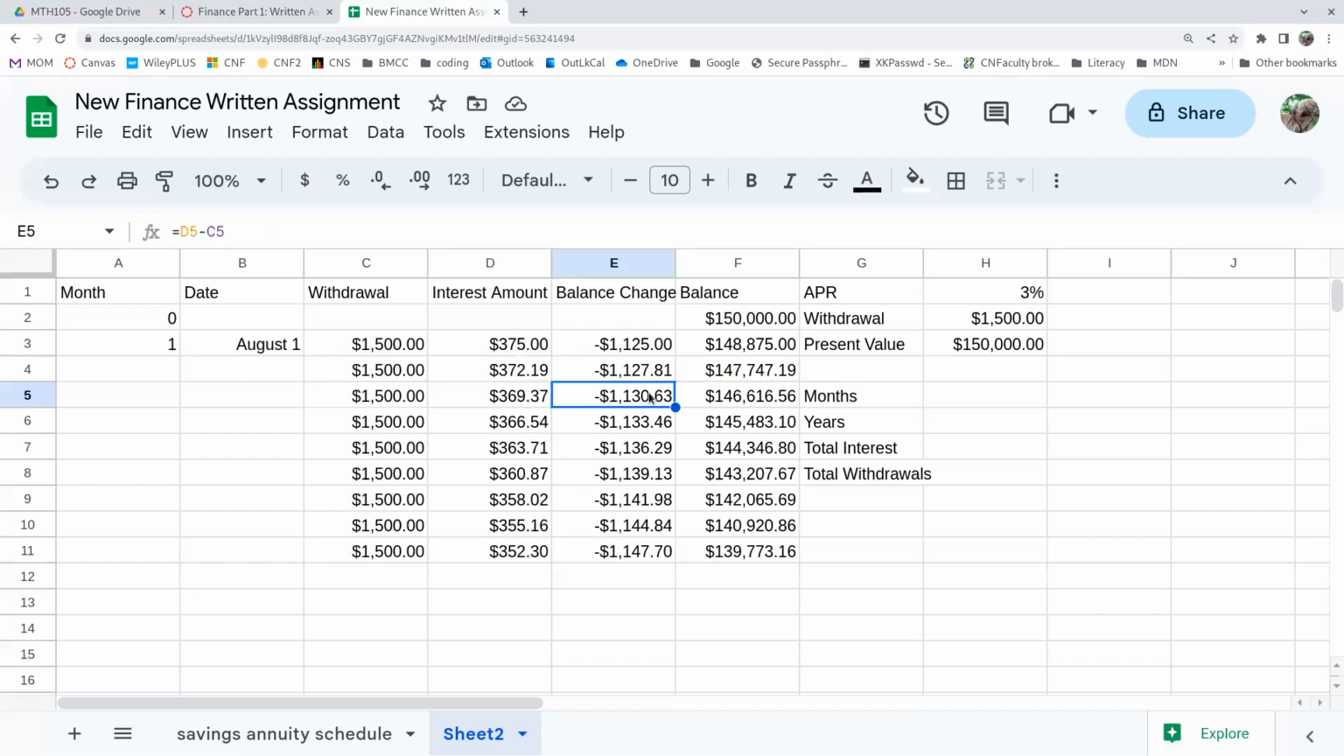So all of these adjusted just as I'd hoped. This one is always going to grab the 2 cells next to it. It's going to be the interest amount minus the withdrawal. And then finally here for any row, the balance is always the previous balance plus the balance change here, which happens to be a negative, drawing the balance down.